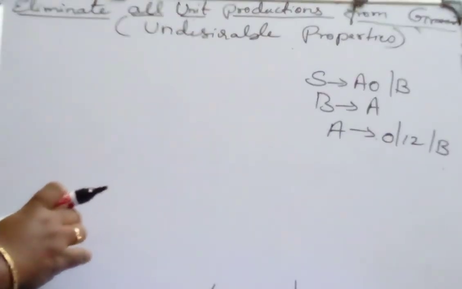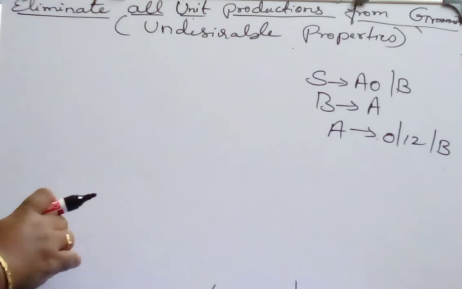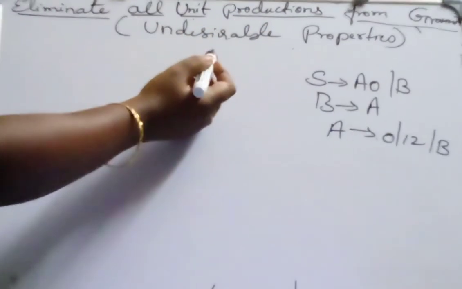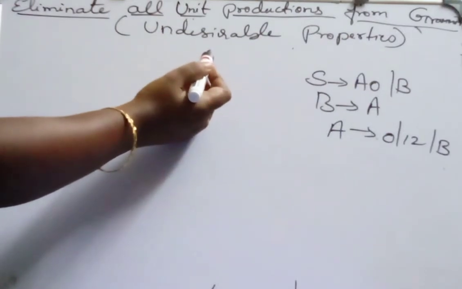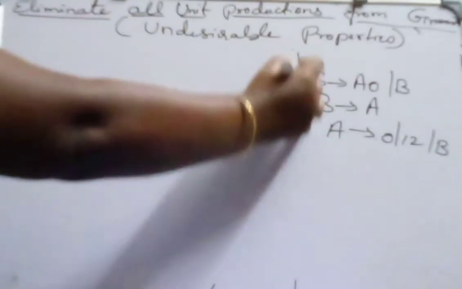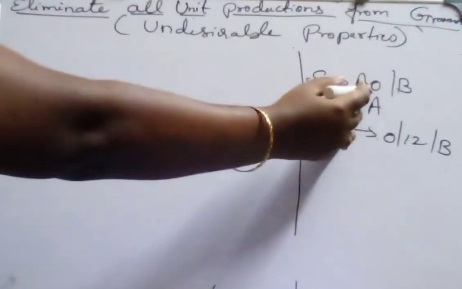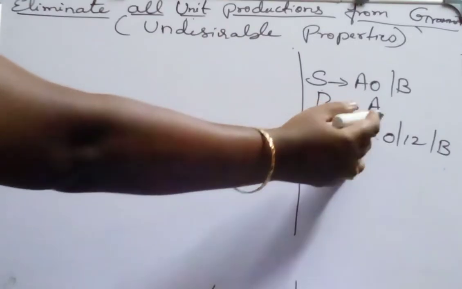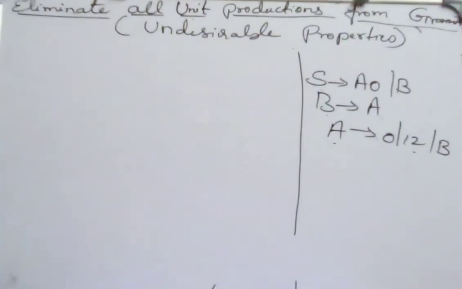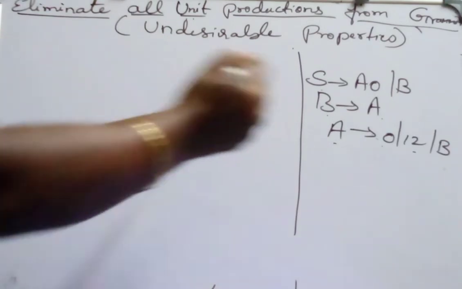This is Vijayalakshmi. Today I am discussing the second problem on unit productions. That is, how to eliminate the unit productions, which is one of the undesirable properties of a context-free grammar. Now observe this problem. We have S derives A0 or B, B derives A, and A derives 0 or 1, 2 or B. So what is the first step here?